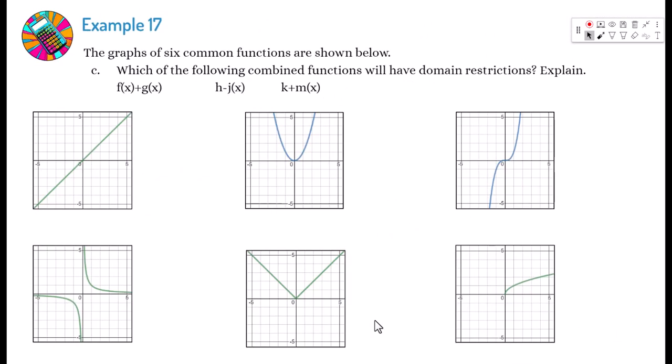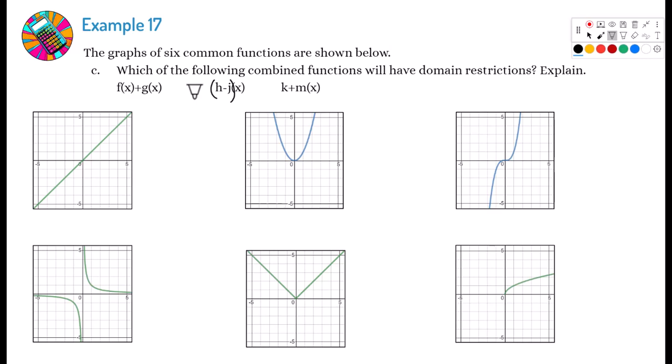Now, in this one, what they've done is they're asking us to look at these operations of functions and tell us which ones of these are actual functions. I just noticed there's a little bit of mistake right here. That should be in brackets.